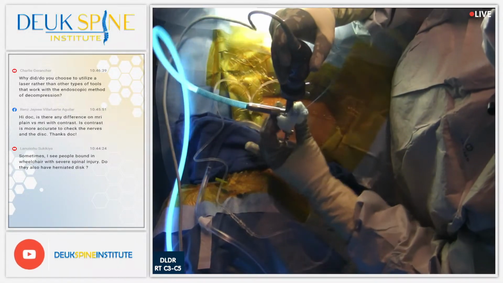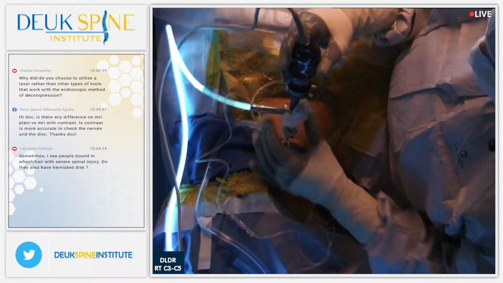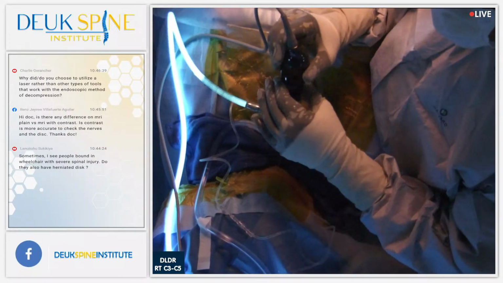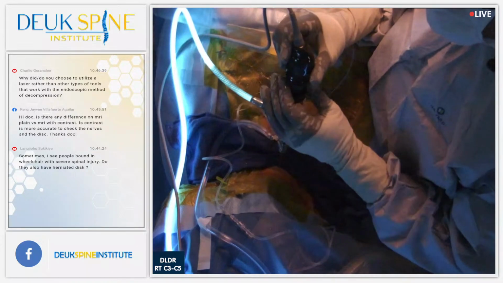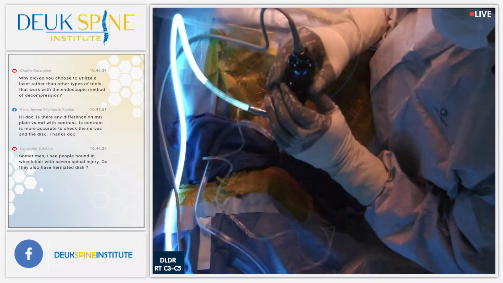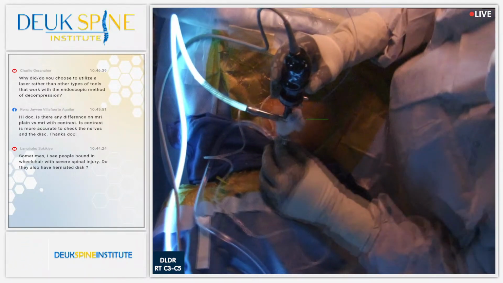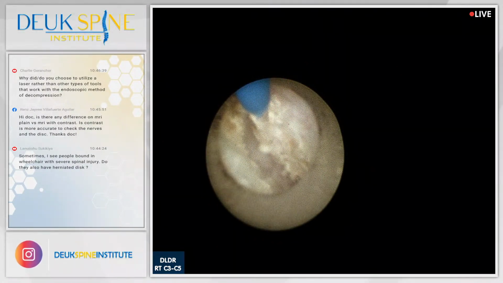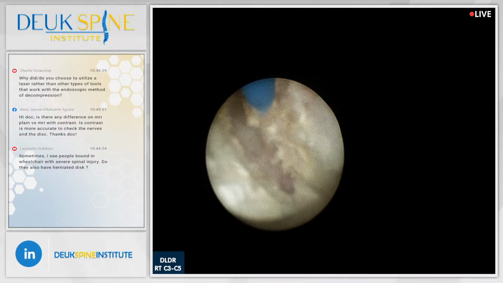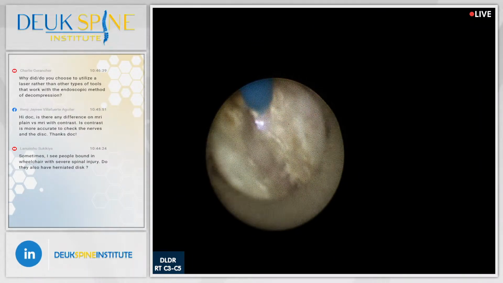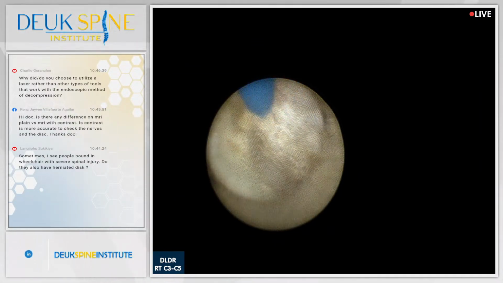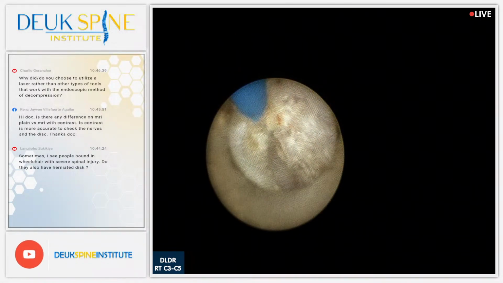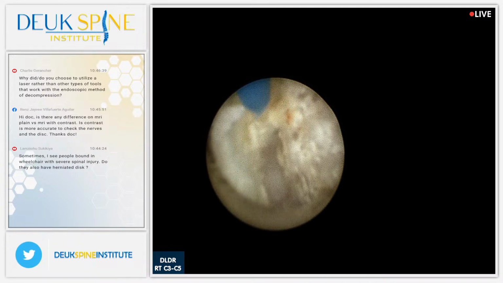All right, any questions? Yes, we have a couple more questions. This next one is coming from Renz on Facebook. Oh, we're okay here. Do not open it yet. It just shifted the focus. Yes, Renz is saying, hi Doc, is there any difference between MRI plain versus MRI with contrast? Is contrast more accurate to check the nerves and the discs? Thank you. Yeah. Do not get a contrasted MRI.